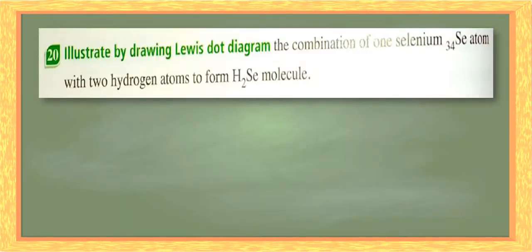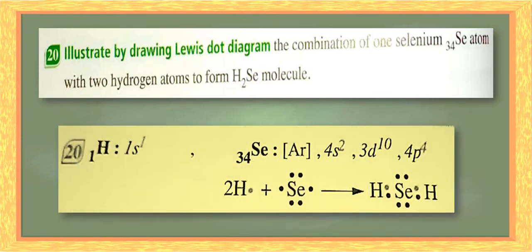Question 20 says: illustrate by drawing a Lewis dot diagram the combination of one selenium atom (atomic number 34) with two hydrogen atoms to form the H2Se molecule, selenium hydride. Okay, so we have hydrogen 1s1 and selenium 34, which is argon 18, 4s2 3d10 4p4.